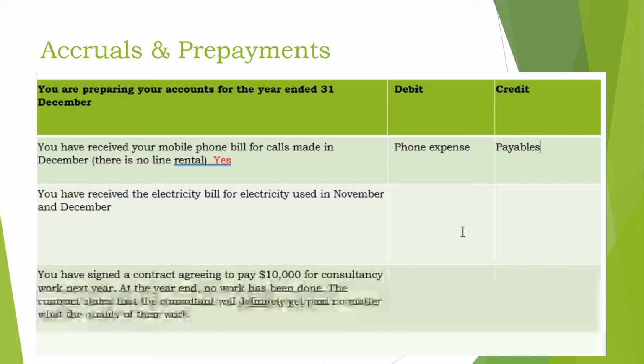Right, you have used the electricity, and the electricity bill is exactly the same principle. So with electricity, you have an expense. Notice how the expenses are debits, and you haven't paid it yet, so you will have a payable. The electricity has been incurred in November and December, even though at the 31st of December, no bill has actually been paid. So therefore, we show it as an expense and we show it as a payable.